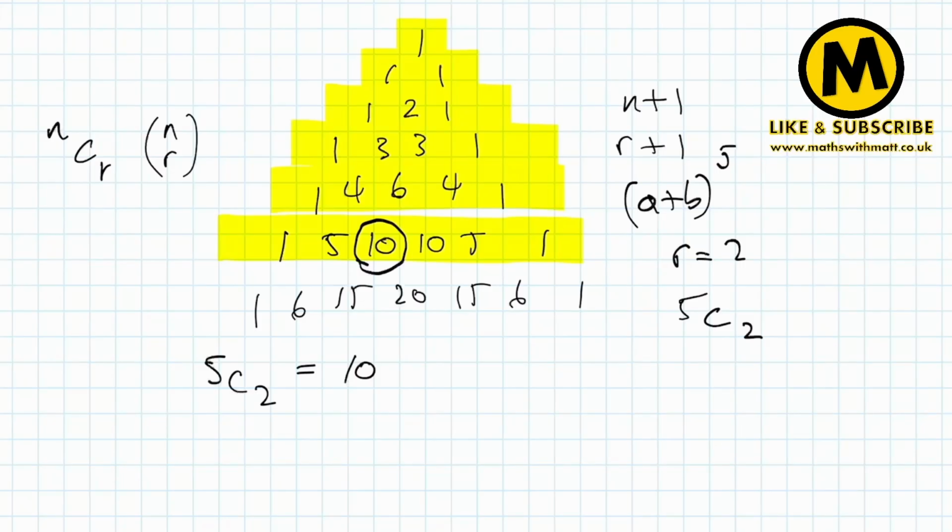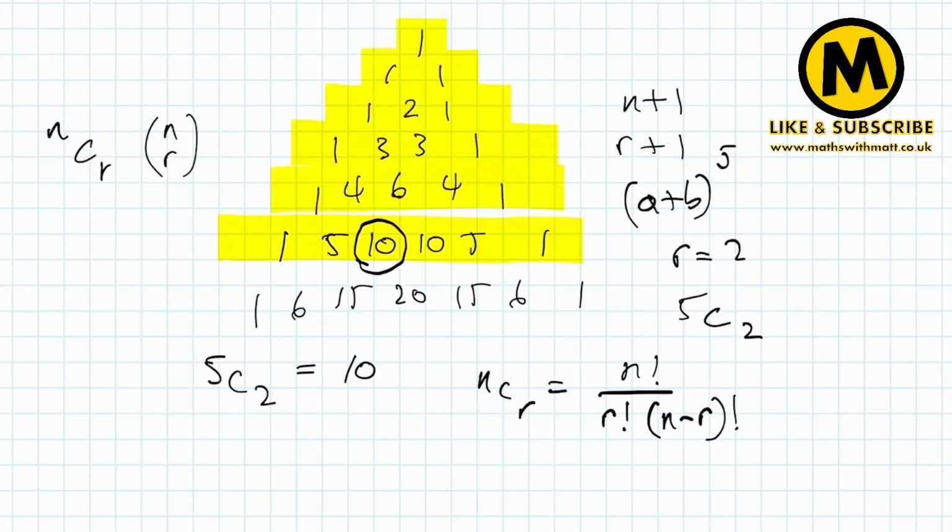If you haven't got a calculator or you're doing a non-calculator paper, there's another way to calculate nCr, and that's using factorials. So nCr is equal to n factorial over r factorial times (n minus r) factorial.